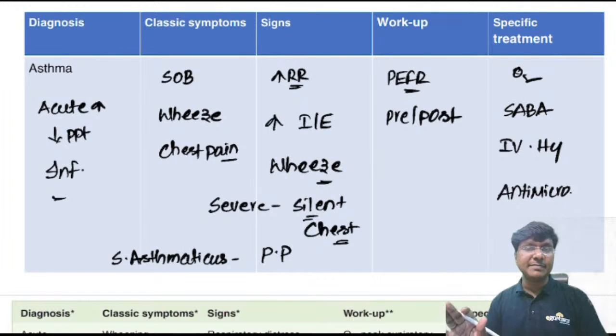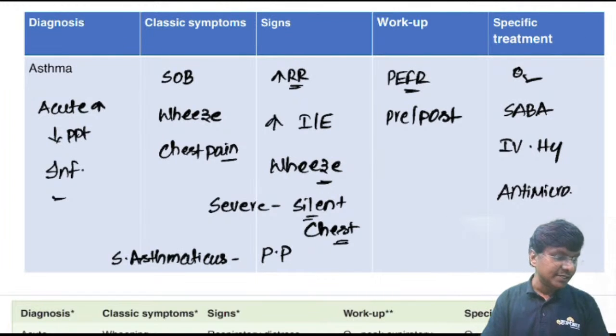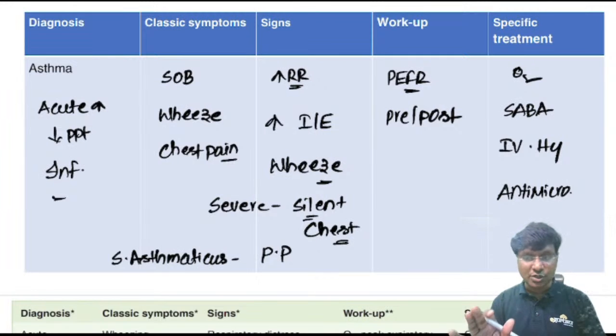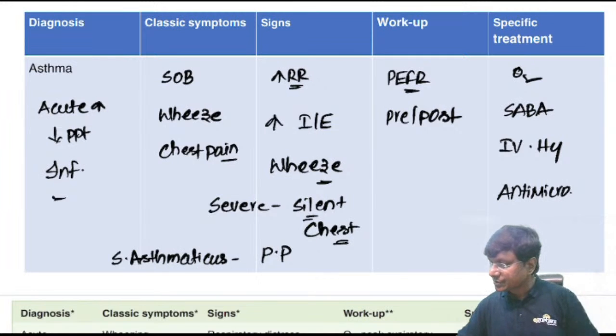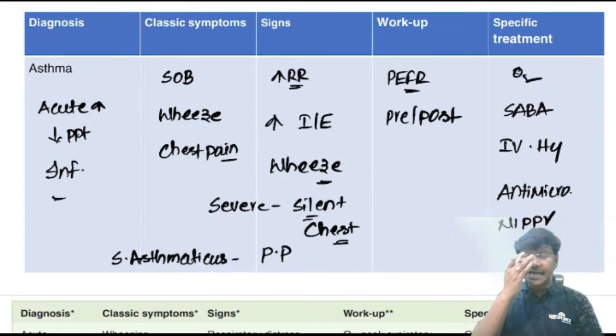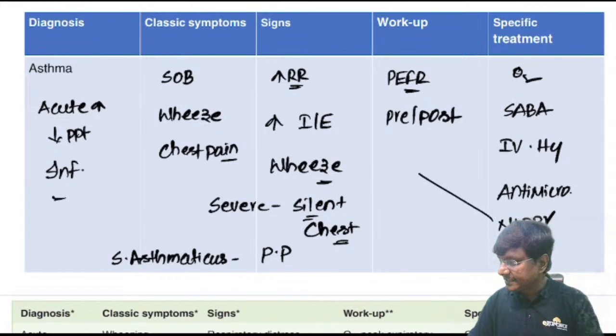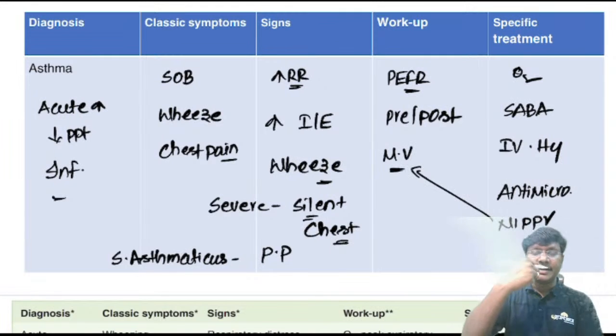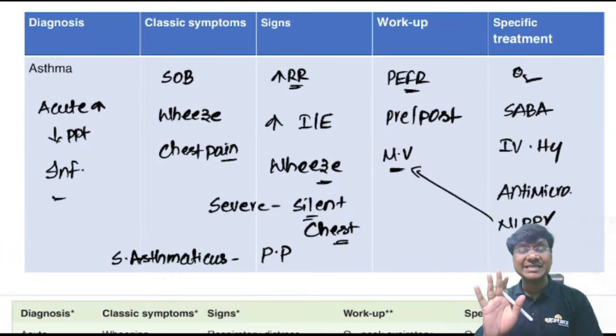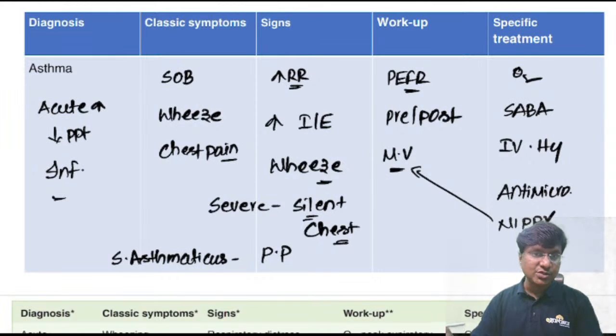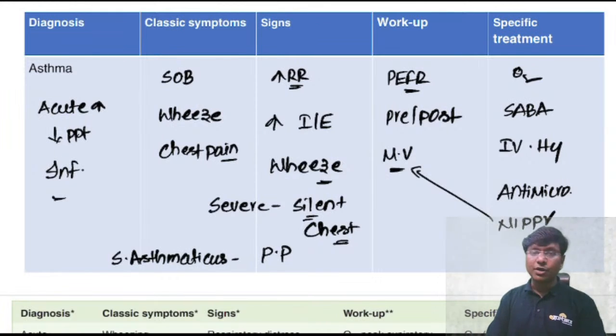And in spite of medical management, if the patient does not respond, then in such a case, the patient has to be connected to non-invasive positive pressure ventilation. And if the non-invasive positive pressure ventilation does not work, then the patient has to be placed on a mechanical ventilator with endotracheal tube. That is, intubation has to be done. So this is about how to work up a case of acute exacerbation of bronchial asthma.